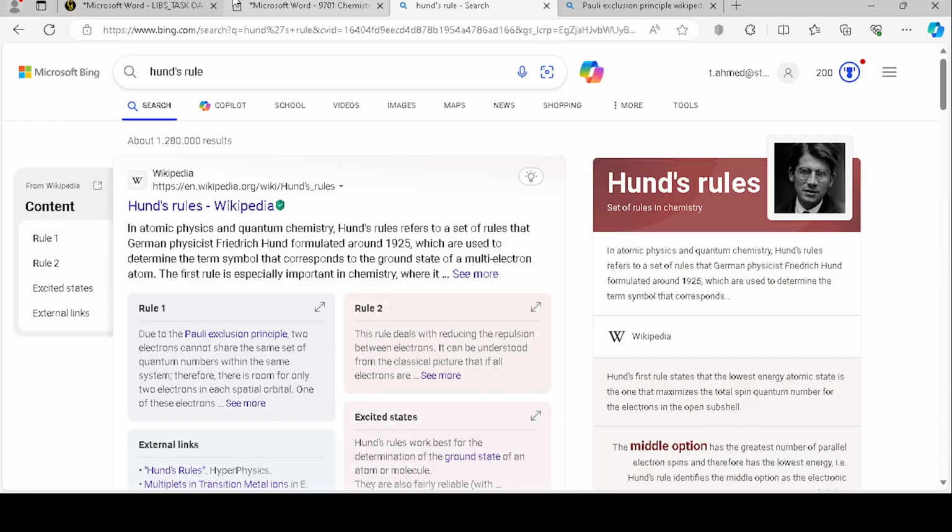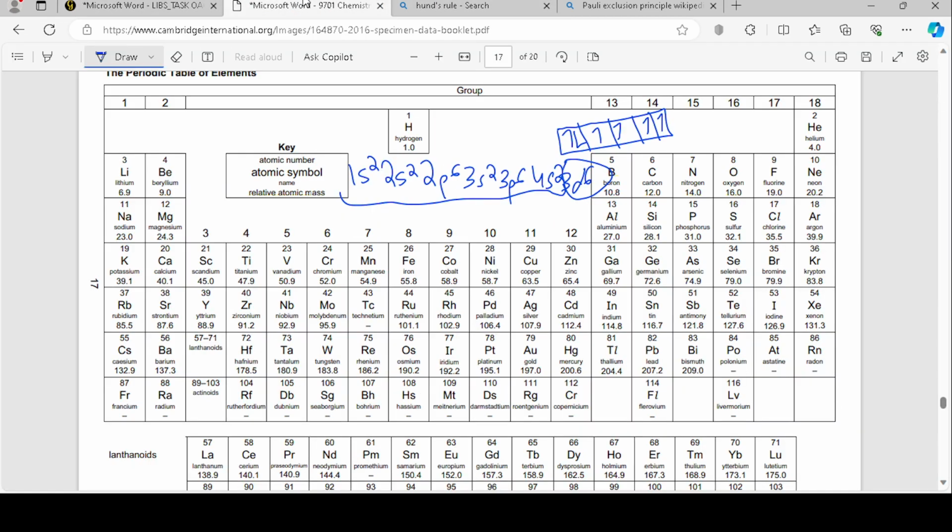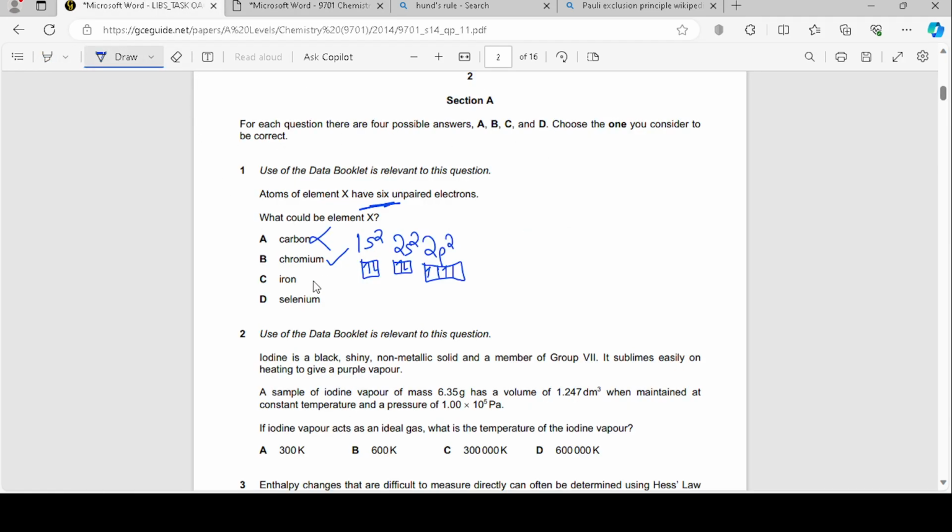Anyways, the point being that I drew the 3D orbital, and I have 6 electrons there, so how many unpaired electrons do I have? I have 1, 2, 3, 4 unpaired electrons for iron, and that means it's not equal to 6, so iron cannot be my answer either.